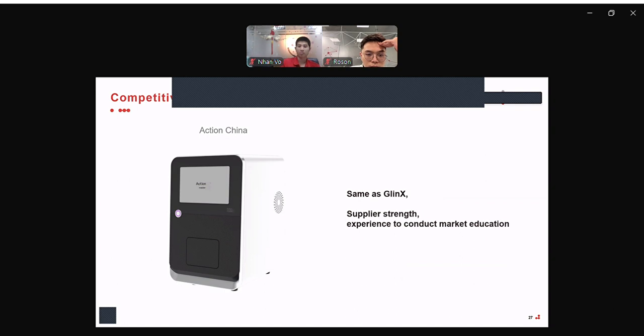after a period within the market, if they find that the machine cannot be sold well, they will quit from this market, and the machine will be left in the hospital and become a zombie machine, a dead machine, because the supplier does not provide services anymore. This is also important for the clinics.